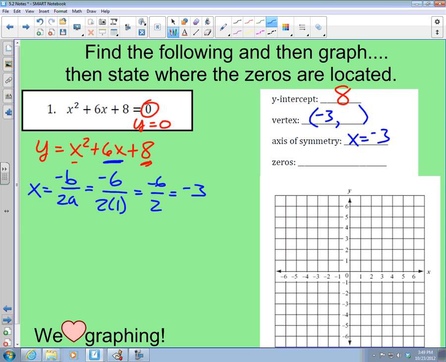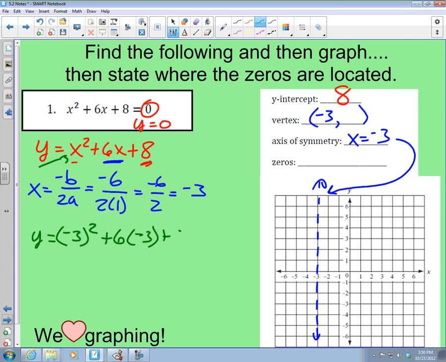Anyway, I'm going to go over here and throw in a beautiful little axis of symmetry, which is x equals negative 3. To find the rest of my vertex, we're going to plug that negative 3 in for x up here. I'm going to say y equals negative 3 squared plus 6 times negative 3 plus 8. And I'm going to end up with 9 minus 18 plus 8. That's basically 17 and negative 18 is negative 1. So negative 3, negative 1.